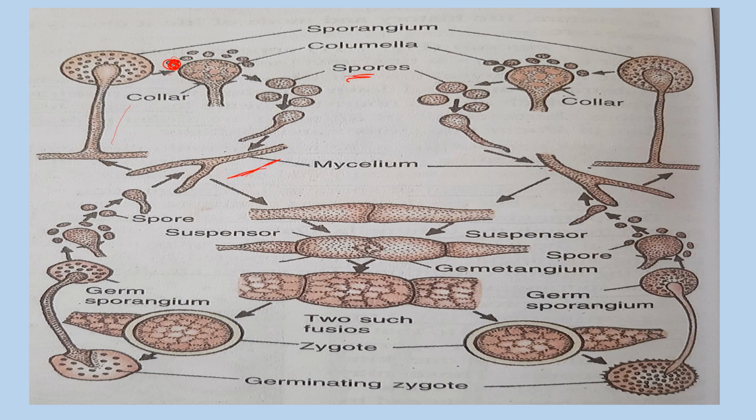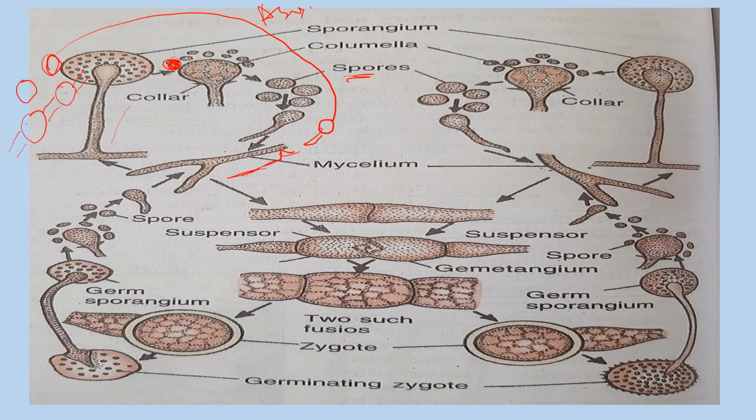And if the condition is not that conducive, then it produces chlamydospores. When the mycelium dries away and disintegrates, these chlamydospores are liberated. They remain dormant, and on return of favorable conditions, they germinate into a mycelium. So this is how asexual reproduction occurs.